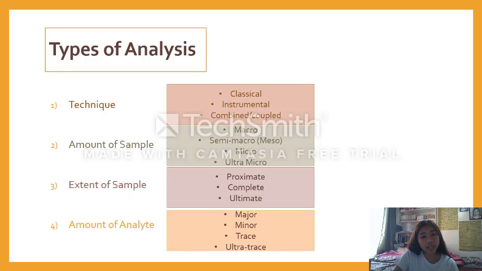So for the technique, it can be classical. So example of which kay gravimetric na method and titrimetry anang classical. Then an example of instrumental examples of which kay ang kanang pag-use og UV, chromatography, spectrometry, spectrophotometer, pag-use og kanang mga machines, instruments, ingana ang instrumental analysis. And we also have combination of the instrumental and classical.